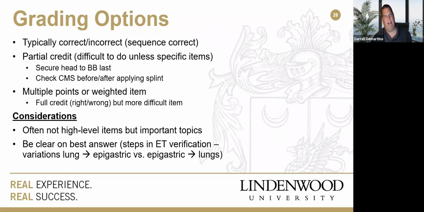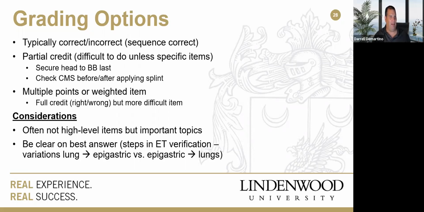So I think about ET tube verification, and I've heard people debate this. Do I listen to epigastric sounds first and then lungs, or do I listen to lungs before epigastric? Well, if I'm going to create that as a sequenced ordered item, I better darn well make sure that there's a clearly one best answer.